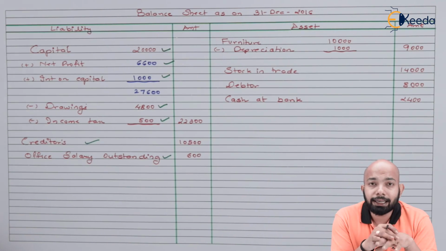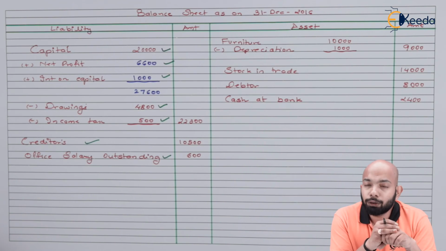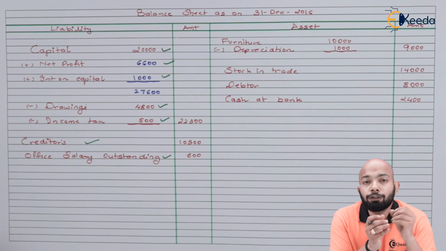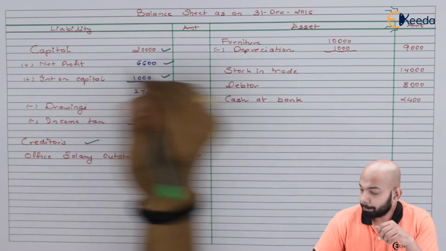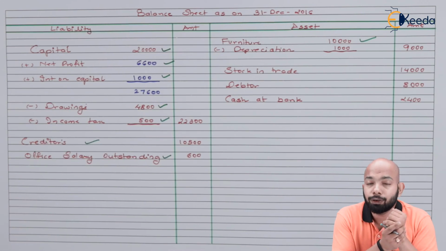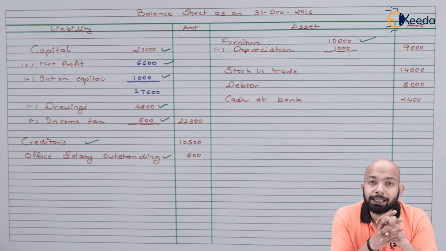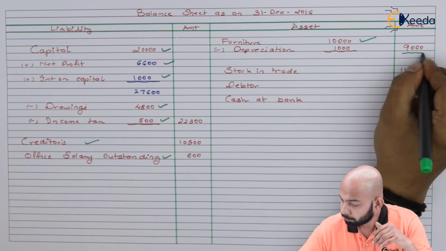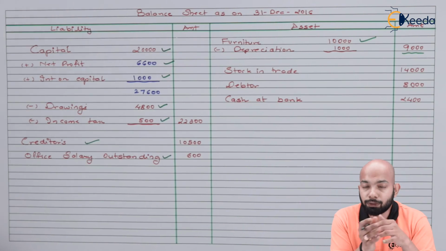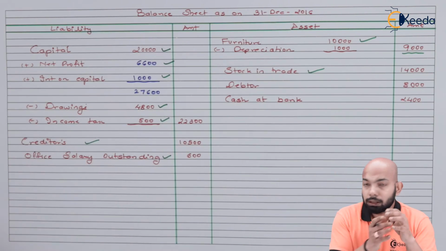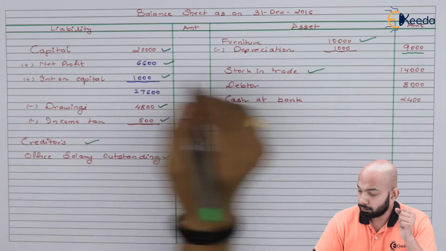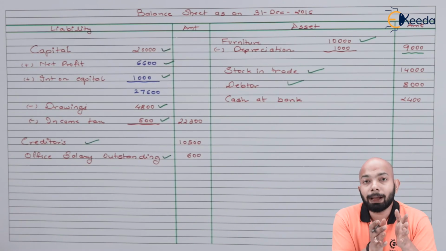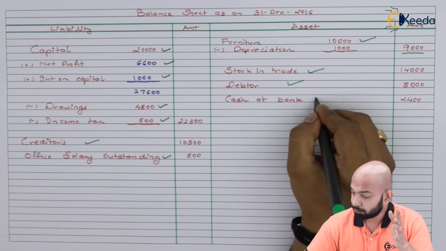Let's go to the asset side. In asset side we have furnitures, which will be net furnitures that we have to mention there. Now the furniture balance has been already mentioned there. 10,000 is the furniture balance, of which we have to subtract the depreciation as explained while preparing the profit and loss account. So the outer column will have a balance of 9,000. Then we have the closing stock, which is 14,000. Debtors at the rate of 8,000. And cash at bank being 2,400.